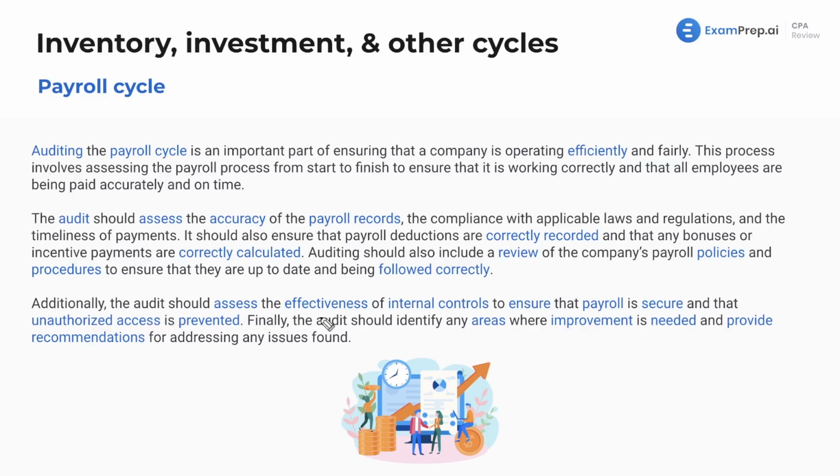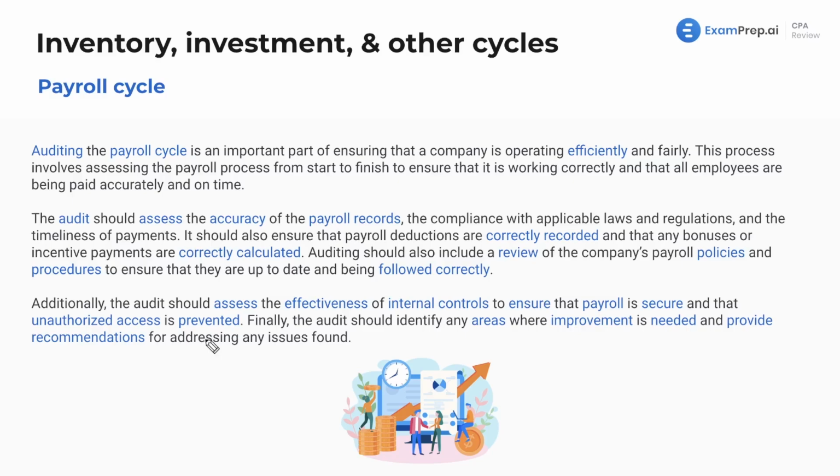Additionally, the audit should assess the effectiveness of internal controls to ensure that payroll is secure and that unauthorized access is prevented. Obviously, payroll is a very sensitive area because an easy way to receive money from a company is being paid by the company. It's not like you're stealing cash. The company exists to pay out employees, pay out holders, stockholders, owners. It's easier to manipulate this than to just steal cash. Now, in reality, I'm not trying to say what's easier, but if you think about it, it's easier to maybe create a fake employee and get that employee paid than it is to just maybe walk in and steal the cash.